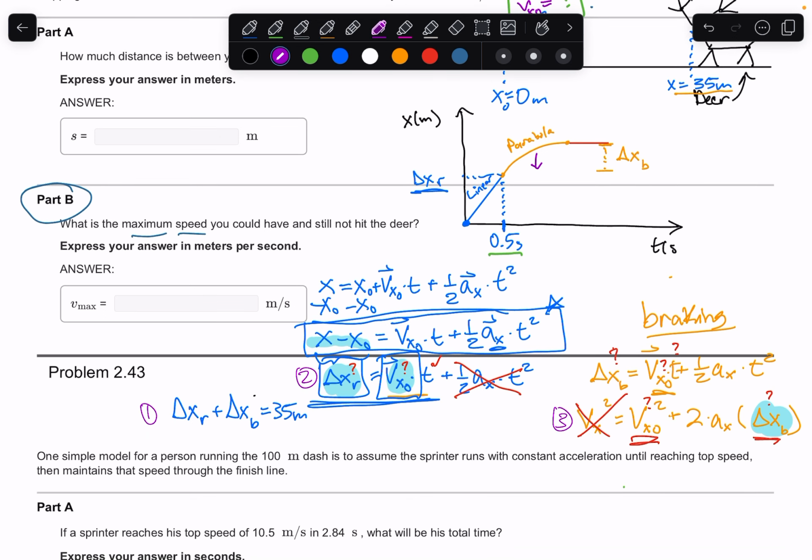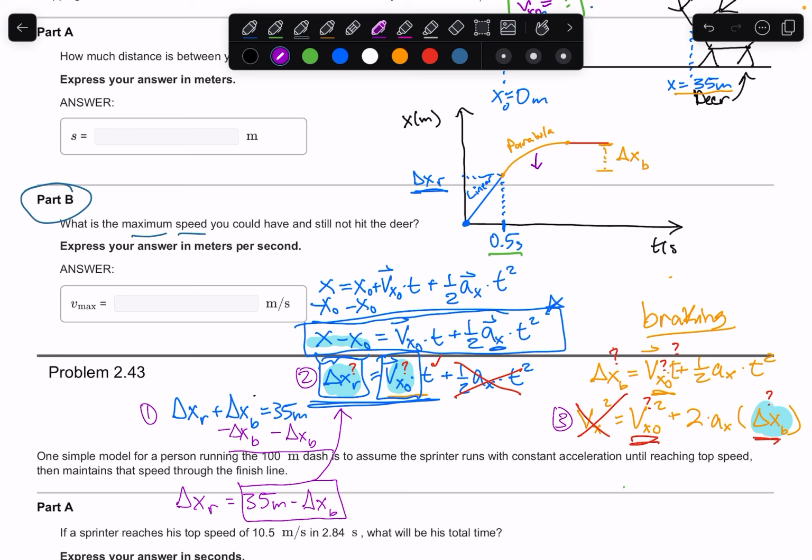And so over here with equation 1, what I'm going to do is I'm going to get delta x r equals. So I'm going to subtract over delta x braking. So I'd end up with something that looks like this. Delta x r is equal to 35 meters minus delta x braking. And I'm going to take that and I'm going to plug it in to this equation right here.